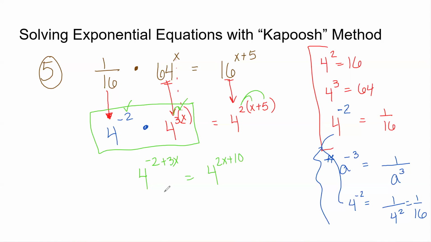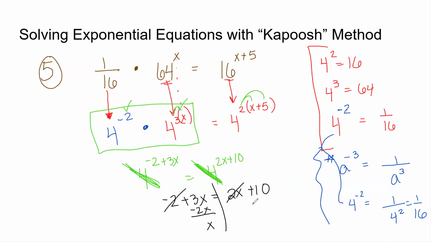And now we're finally ready, my favorite part, kapoosh, kapoosh. So we have -2 plus 3x is 2x plus 10. I'm going to subtract 2x to keep this positive x, add 2, and x is 12. Actually, that came out very nice for me, just making that up in my head.